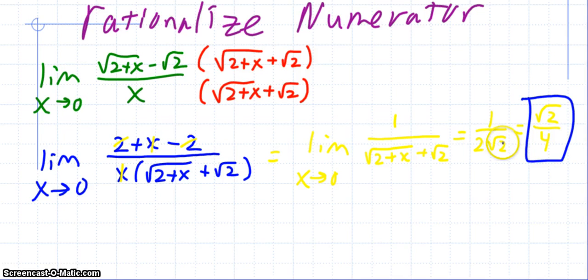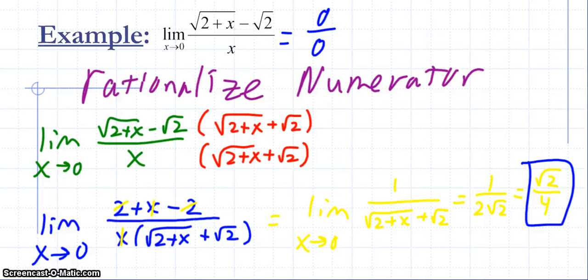Remember, we need to rationalize when we have numbers under the root, but we do not need to rationalize when we have variables underneath the root. So I rationalize and I get root 2 over 4 as my answer. Again, you may be asking yourself, how much work do I need to show? You need to show all of this work. Especially show this step here. I want to see what you're doing.